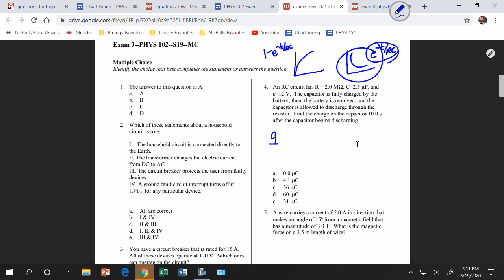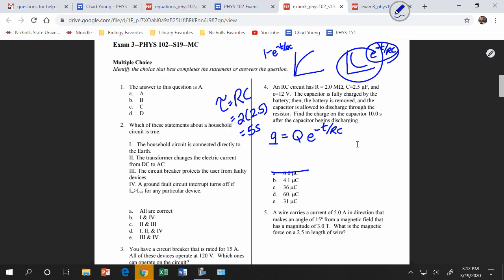You can look it up. Q on a discharging capacitor is equal to Q naught e to the minus t over RC. And I'm looking for the charge 10 seconds after the capacitor has begun discharging. I know that 10 seconds is just twice the time constant. Tau is equal to RC, that's 2 times 2.5, or 5 seconds. So I know that it's not fully discharged, and I can get rid of that option right away. It's more than halfway discharged, but not really close to being fully discharged.